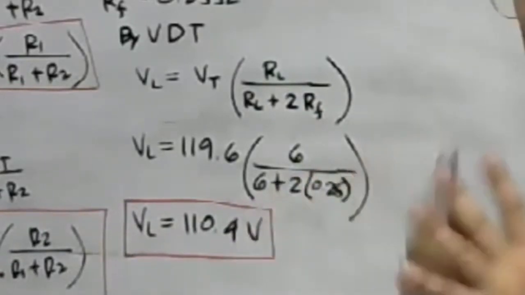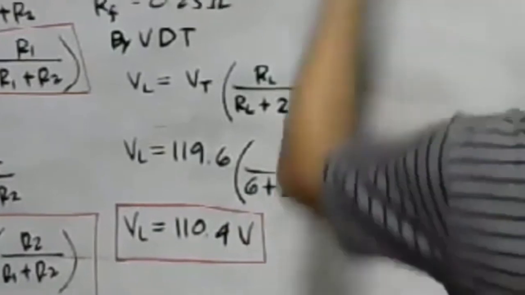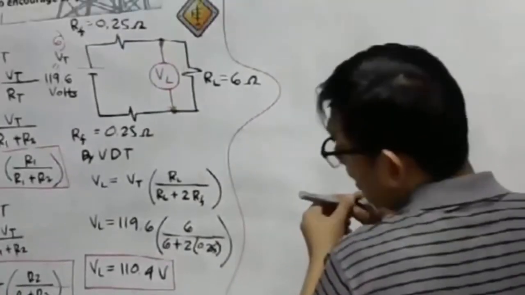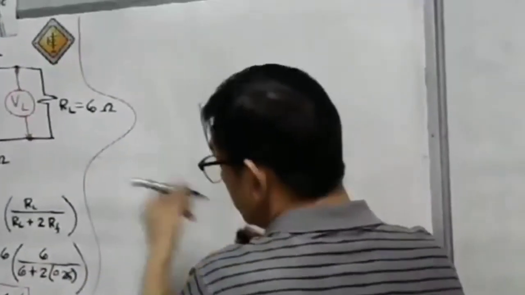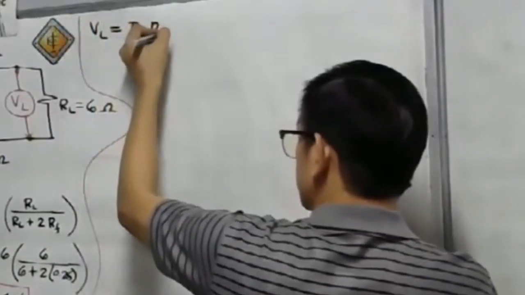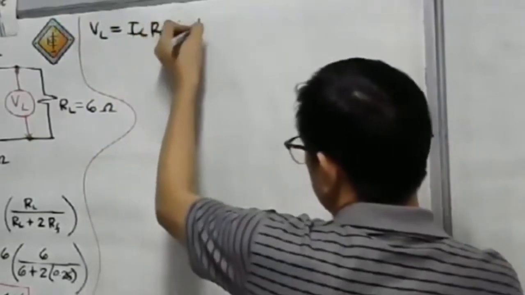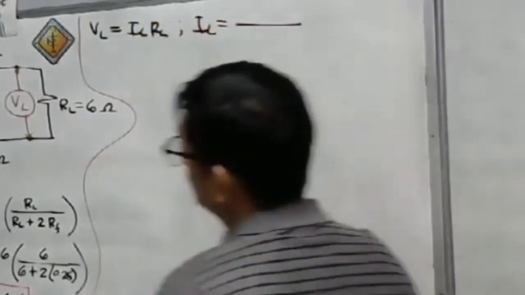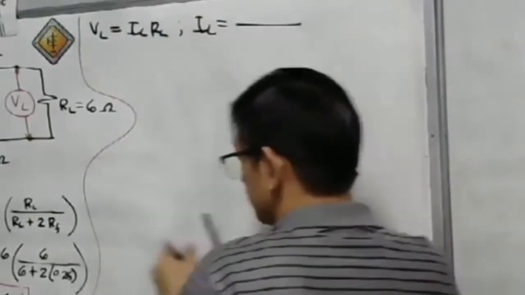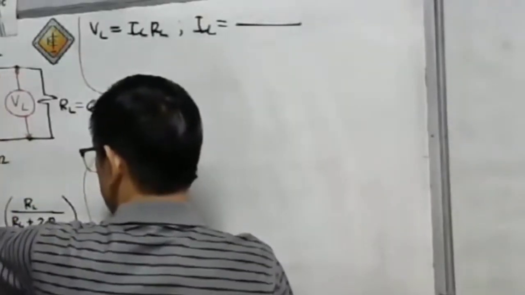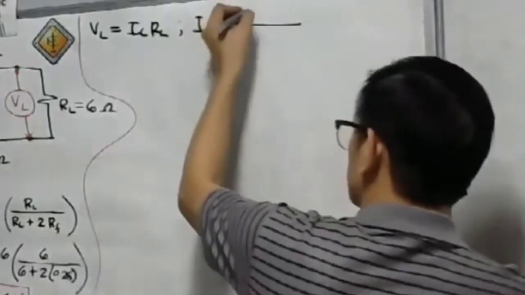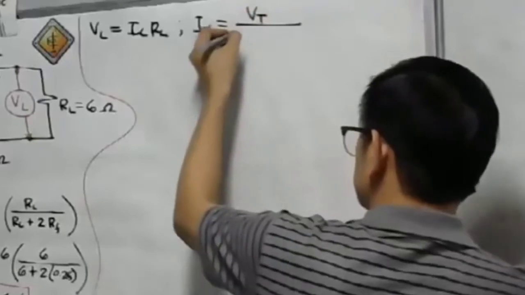We can have an alternative solution for this. Well, we just have to get our VL working formula first. What is our VL? Simply equal to IL RL. So let us get our IL here. Our IL is equal to, by Ohm's law, IL is the only current flowing in our circuit. That is also our total current. That is the total voltage over total resistance.